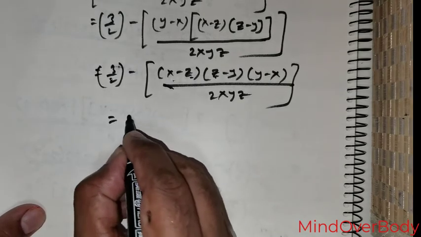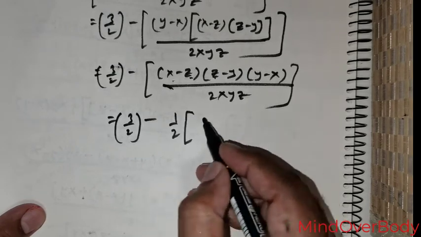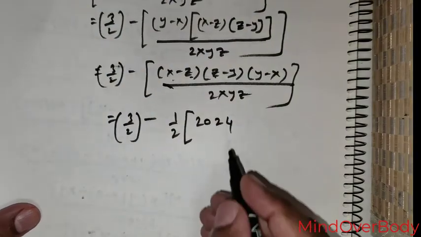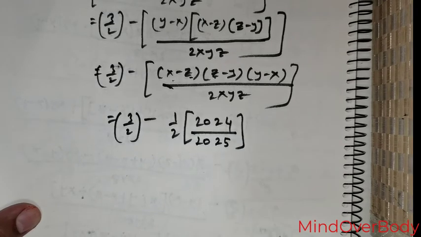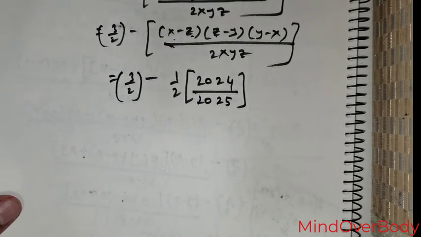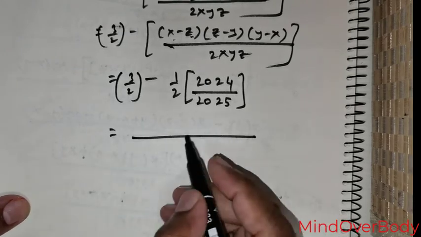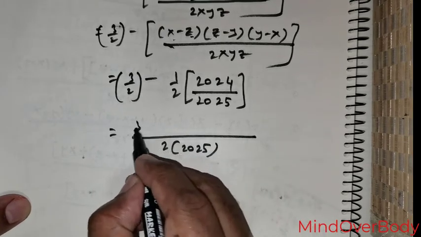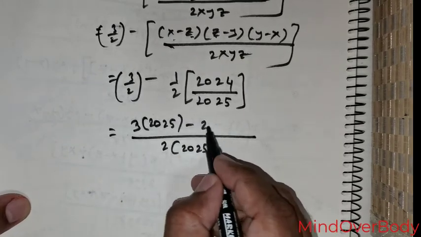This is equal to 3 over 2 negative 1 over 2 times 2024 divided by 2025. Right? So with that we can perform the calculation. So if I were to take the LCM as 2 times of 2025, this will give me 3 times of 2025 minus 2024.